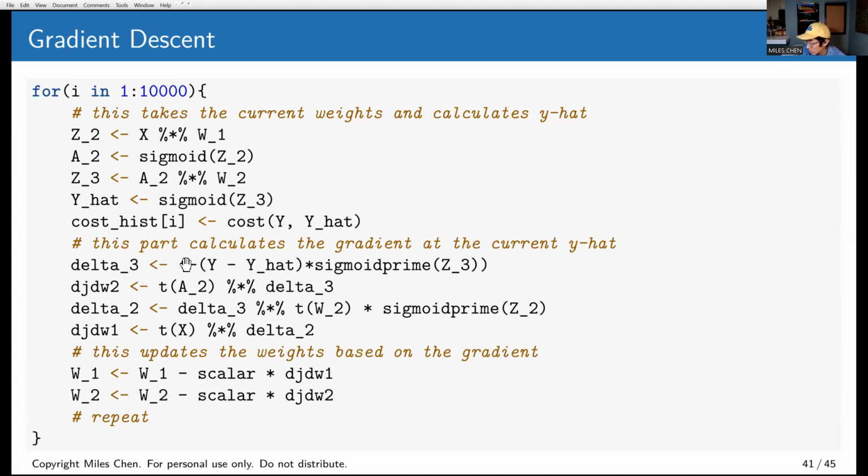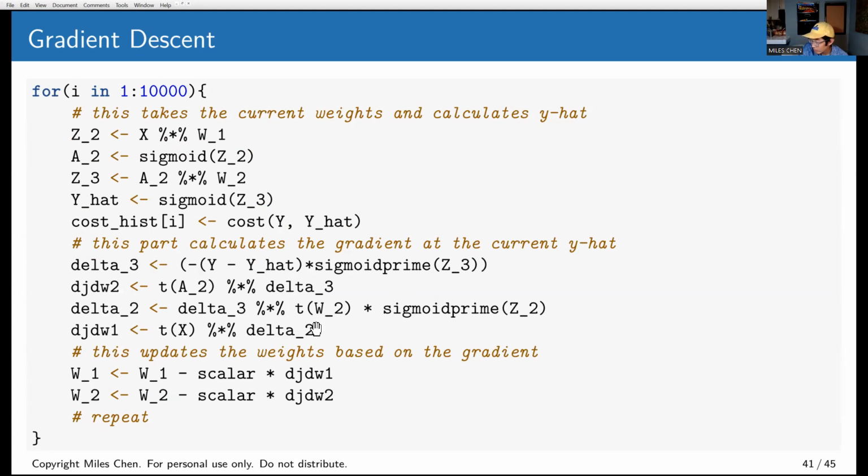So we're going to get delta 3: negative y minus y hat times sigmoid prime Z3 gives me delta 3, and dJ dW2 is A2 transpose times delta 3. And then I take delta 3 multiplied by W2 transpose times sigmoid prime, and dJ dW1 is going to be X transpose times delta 2. So this gives me my gradients based on my current weights.